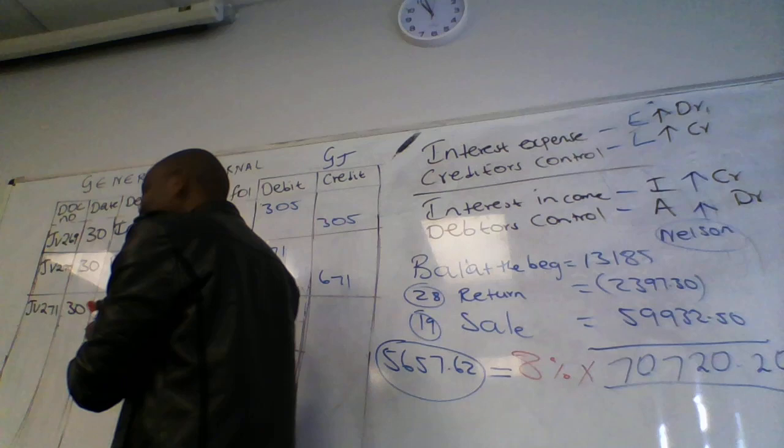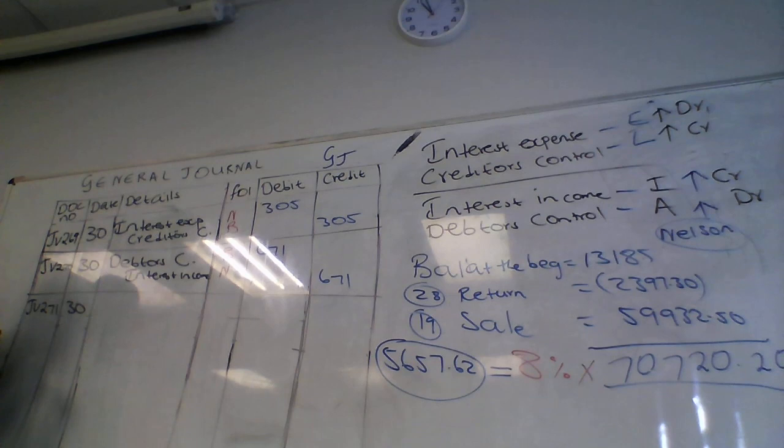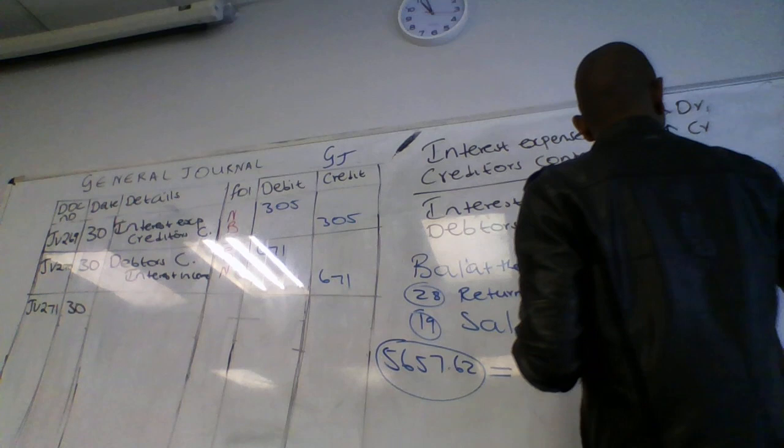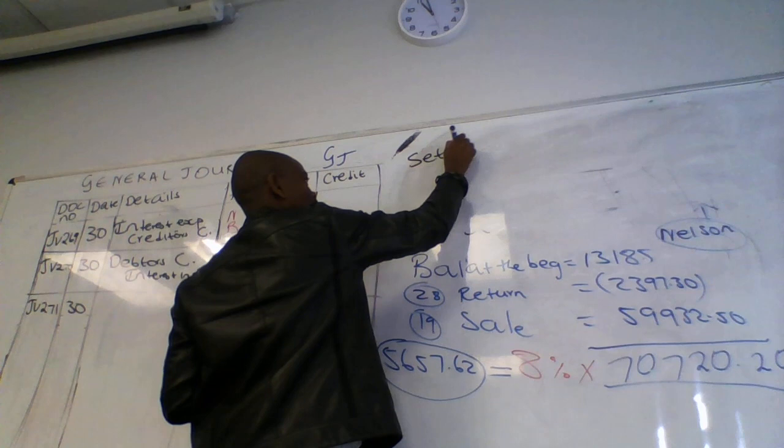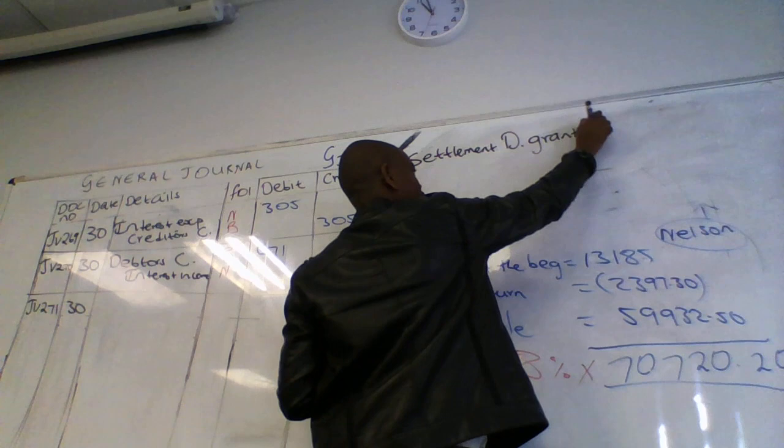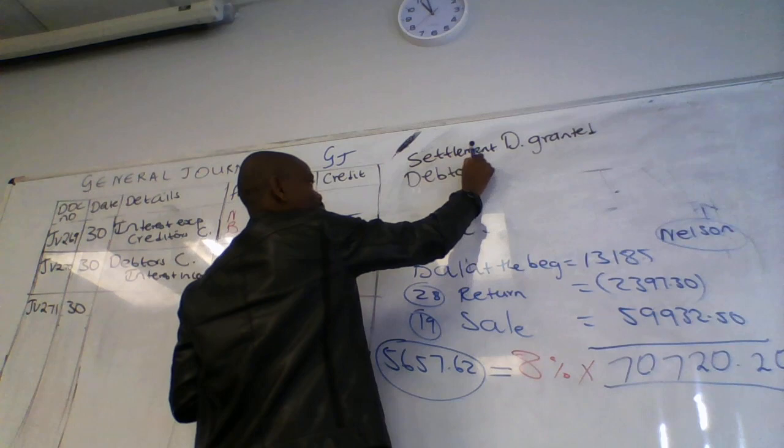Which account must I start with? Do we have the account? Okay, let's check the account. Let's come with the account quickly. Give me the account. Settlement. Discount granted. The other one. Debtors control. You said input back. Thank you.